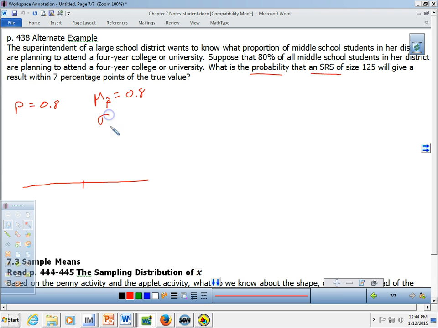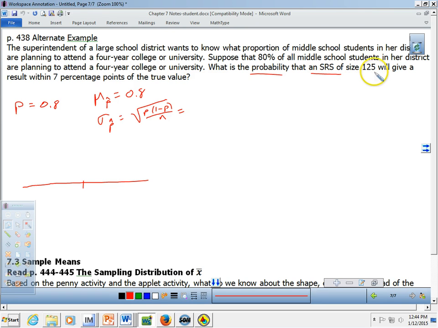The standard deviation of my sampling distribution is going to be equal to the square root of p times 1 minus p all over n, as long as we sample less than 10% of the population. Now we're sampling 125 students. This is a large school district.